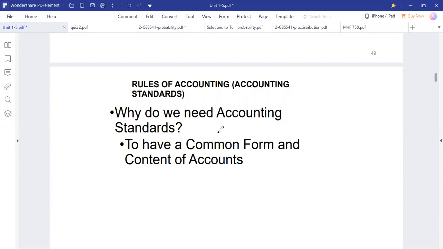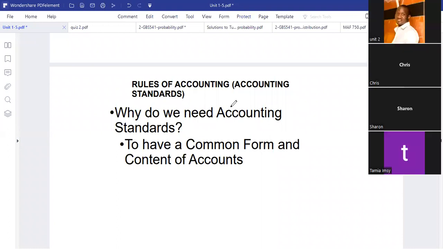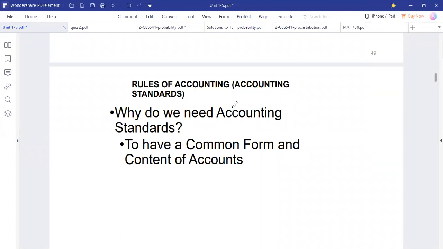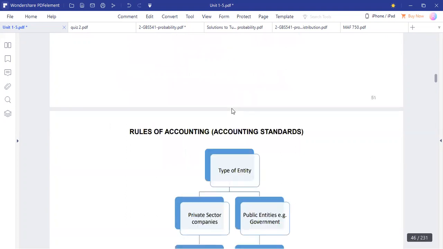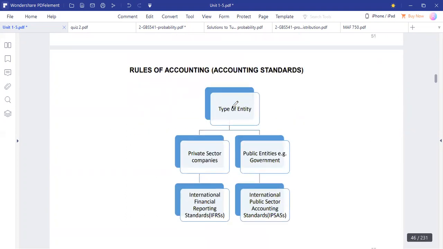Why do we need accounting standards? The reason is that we need to have a uniform or consistent form in which these accounts are presented. And so it is a requirement whenever you're presenting your statements, you need to follow a standard pattern, standard form that you need to use throughout a particular company. If you start with a particular accounting standard, it is a requirement that you need to be consistent about it.